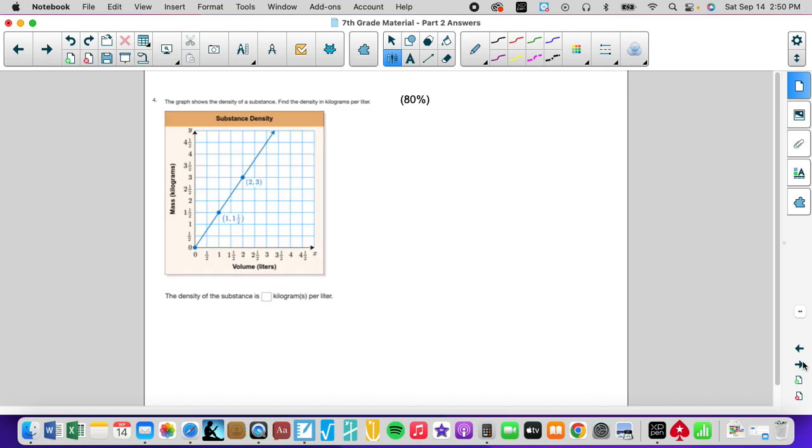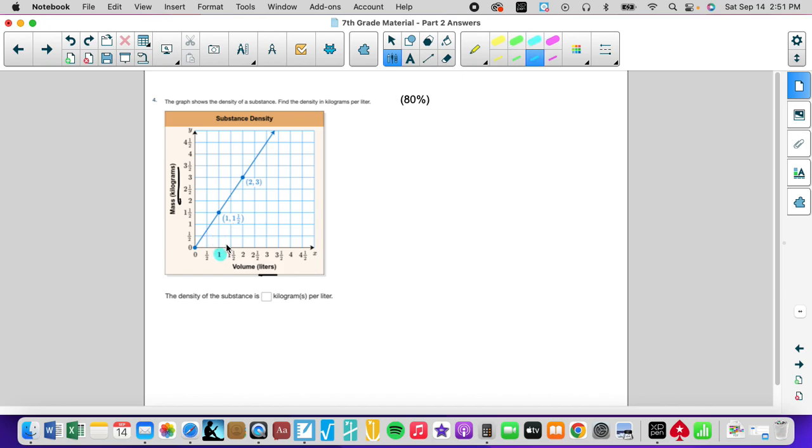The graph shows the density of a substance. Find the density in kilograms per liter. So you notice I'm looking at my units, liters and kilograms. So find the density of kilograms per 1 liter. So I'm going to look at 1 liter. I see 1 liter is right here.